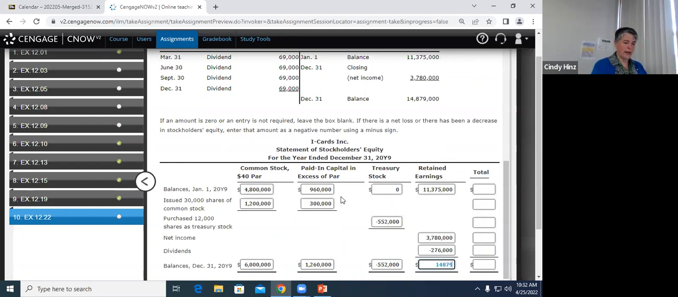Again, we already know our ending balance because it's given there in the T account. But if that was not given, we could have found that by starting with our beginning balance, adding the income, subtracting the dividends. And to finish up this exercise, we simply need to add across to get the totals.